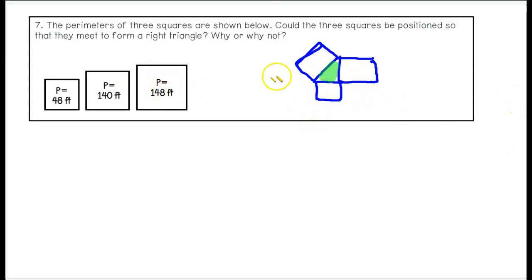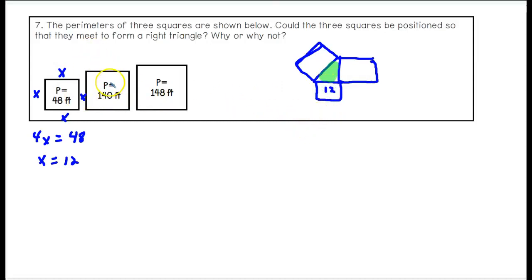So for me to know that, I need to find the side lengths of each one of the squares. Well, I know that the sides of a square are all equal. So if the perimeter is equal to 48, that means that all of these added together are going to be 48, which means that 4 times x will be equal to 48. Well, what times 4 is 48? Well, that would be 12. So x is equal to 12. So I know that this side is going to be 12. So I can write that here, 12.